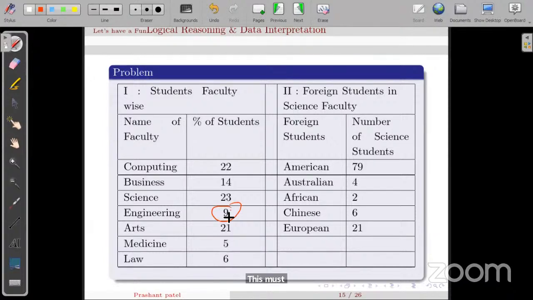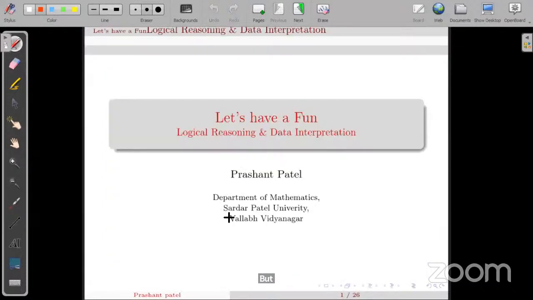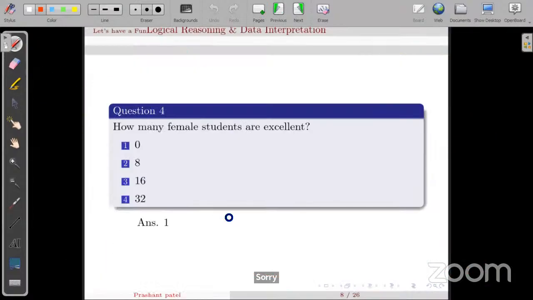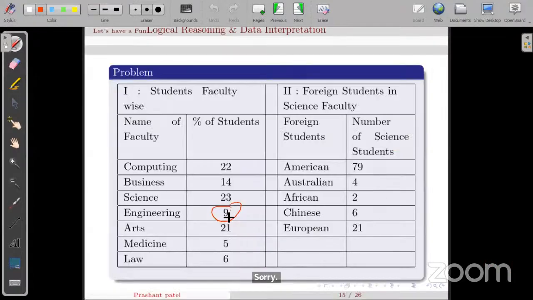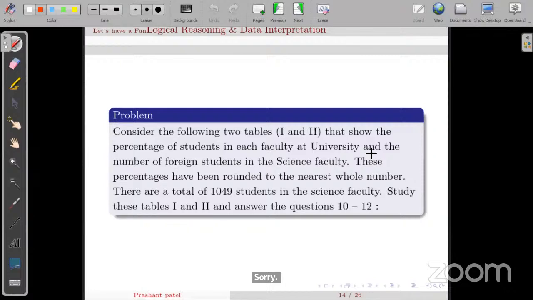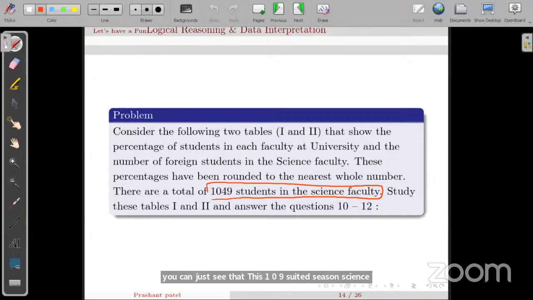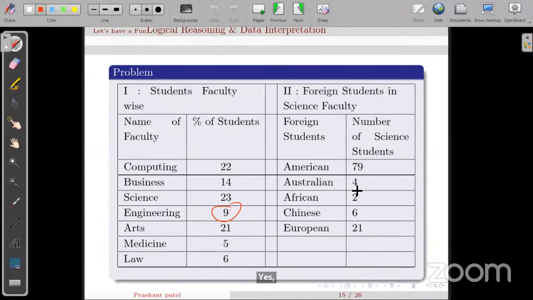But हमारे पास, sorry, what they have given in this figure, you can just see that this 109 students is in science faculty, not total one. So this 109 students is in science faculty. ये साइंस फैकल्टी के स्टूडेंट्स हैं, इंजीनियरिंग फैकल्टी के स्टूडेंट्स या टोटल नंबर ऑफ स्टूडेंट्स हमारे पास नहीं दिए हुए हैं. Please be careful.